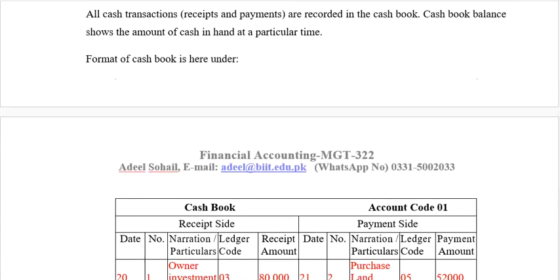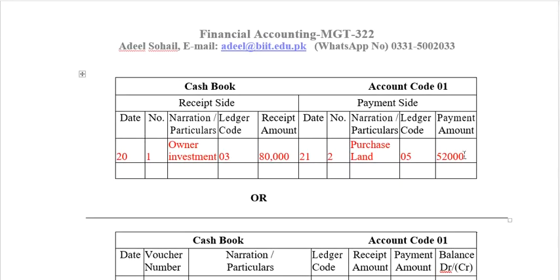The format of a cash book is here. Look there, it is the same. Your debit and credit balances look like the ledgers we already made, like your cash book and your account code. Okay, receipt sides and payment sides. Receipt side is the data of what the company is going to receive. It looks like a small T: this is the credit side, and this is the debit side.